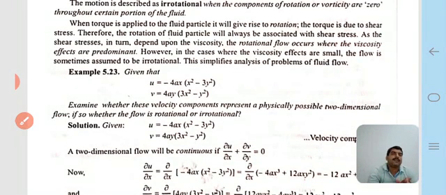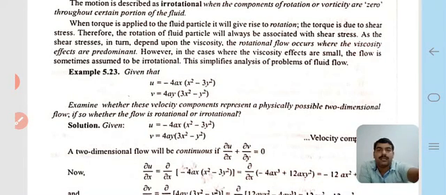When torque is applied to a fluid particle, it gives rise to rotation. The torque is due to shear stress, therefore the rotation of a fluid particle will always be associated with shear stress, and shear stresses in turn depend upon the viscosity. Rotational flow occurs where the viscosity effects are predominant. However, in cases where the viscosity effects are small, the flow is sometimes assumed to be irrotational. This simplifies the analysis of fluid flow problems.